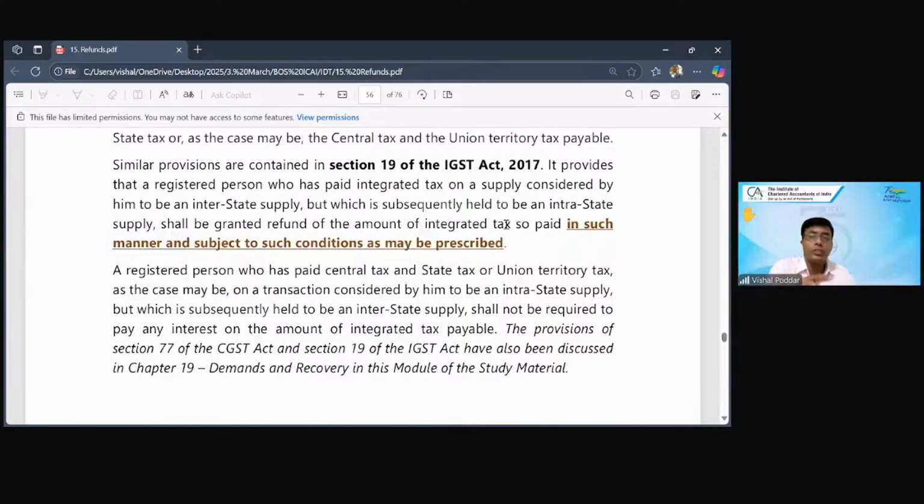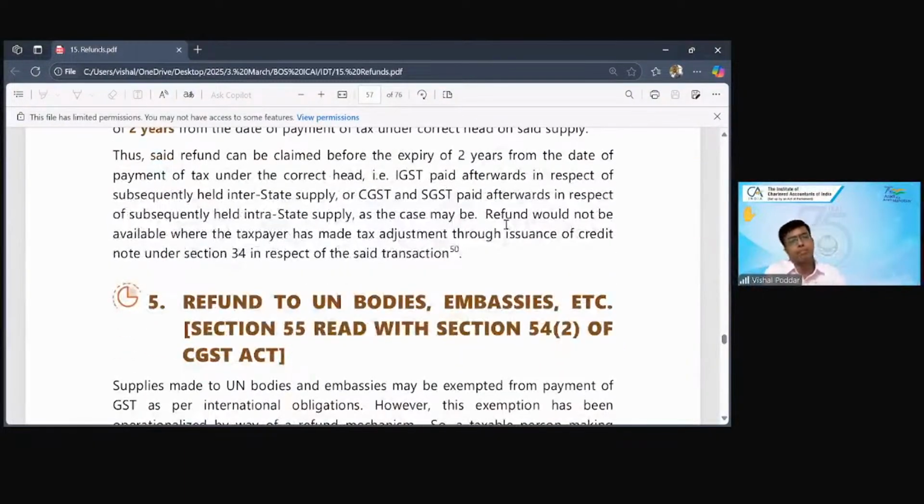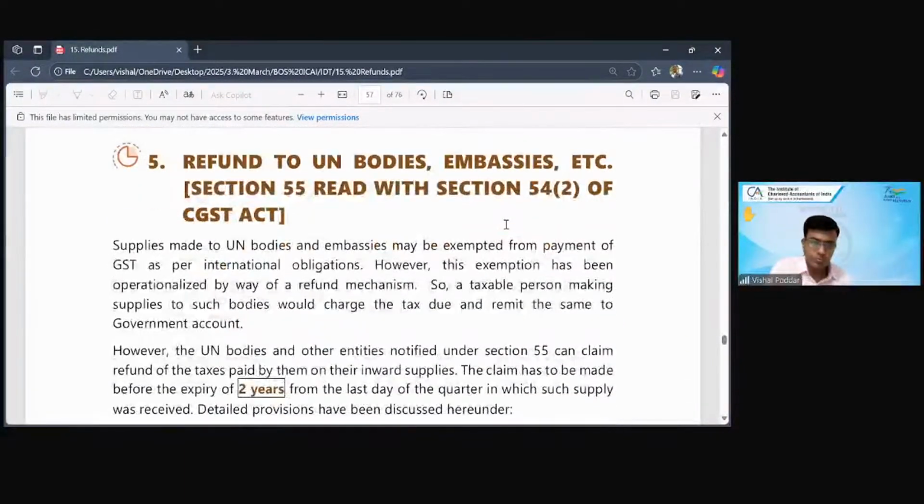Why? The logic is because you have already paid some tax. Though it was wrong, you made a wrong classification of supply, you paid CGST plus SGST. Today the officer comes and says, boss, this is IGST tax, you should have paid IGST. Okay, you are ready to pay IGST, but there is no loss to the government because you had already paid some other tax. That is why subsection 2 says there is no need to pay any interest.